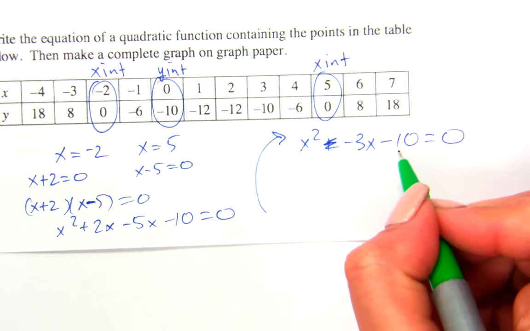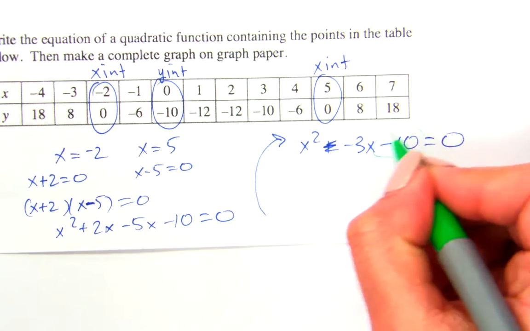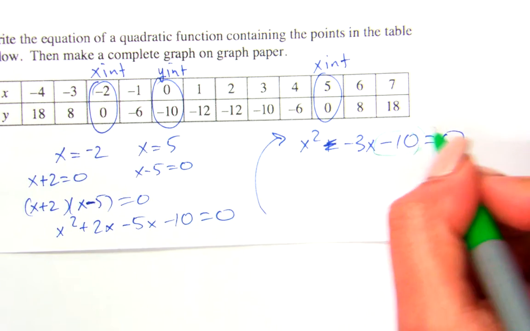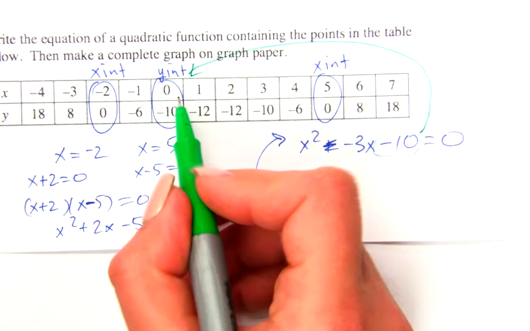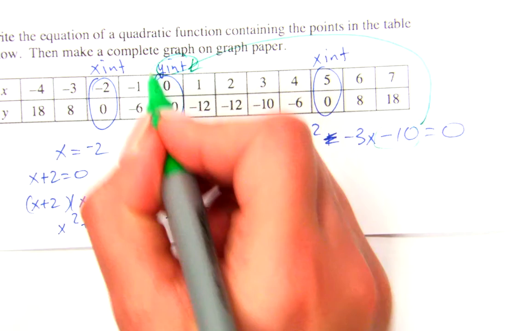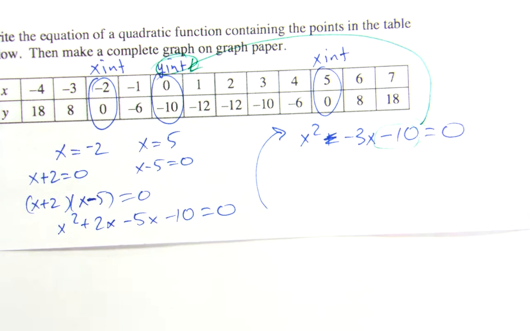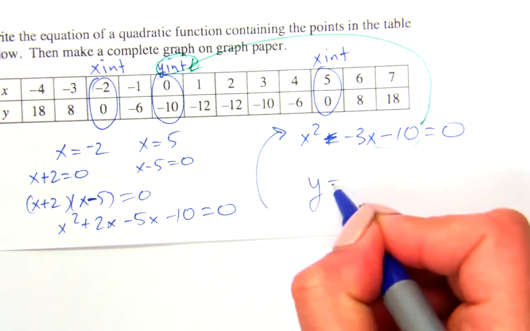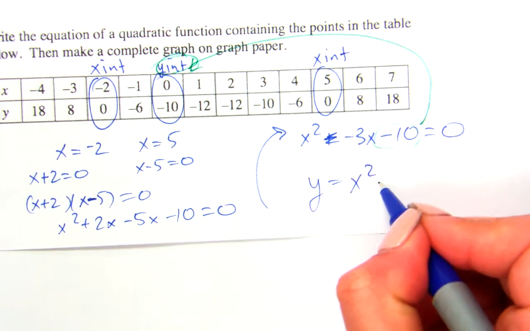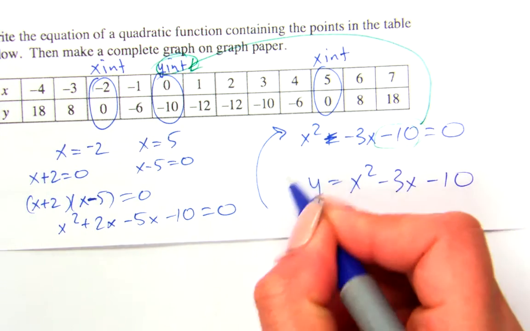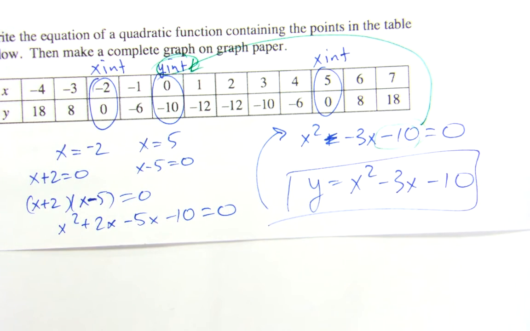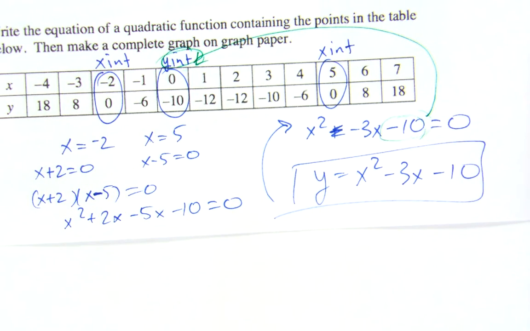Since this is in standard form, that means the number on the end, or the c value in standard form, is going to be the same as your y-intercept. And lo and behold, it's the same. So we didn't have to make any changes. So your final equation should be y equals x squared minus 3x minus 10. This is your parabola for that table.